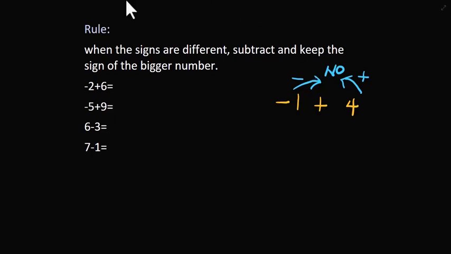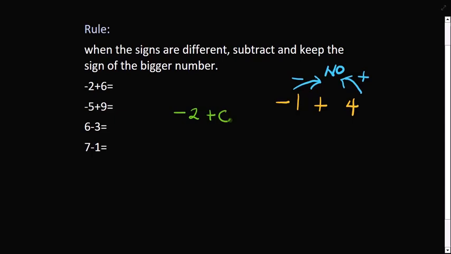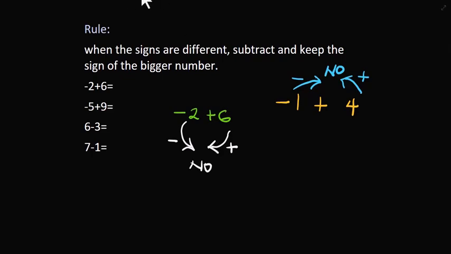The first question we have here says, -2 plus 6. The first thing you want to figure out, are the signs of the numbers the same? The sign of 2 here is negative, a minus, and the sign of 6 here is positive, plus. Are the signs the same? No. Because the signs are not the same, the rule applies. And what does the rule say? The rule says we subtract. So we always have to subtract using the bigger number.